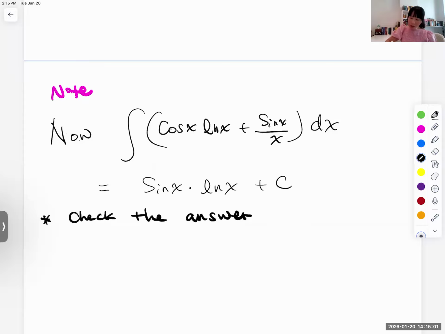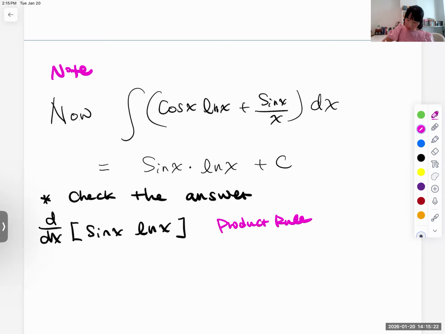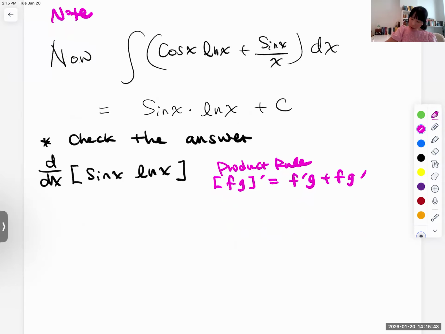Okay, so we want to take the derivative of sin x ln x. It's a product, so we can use the product rule. So we have fg prime, f prime g plus fg prime. We are using the same letter, the first derivative with the second derivative, right? This is easier to understand and remember, right?